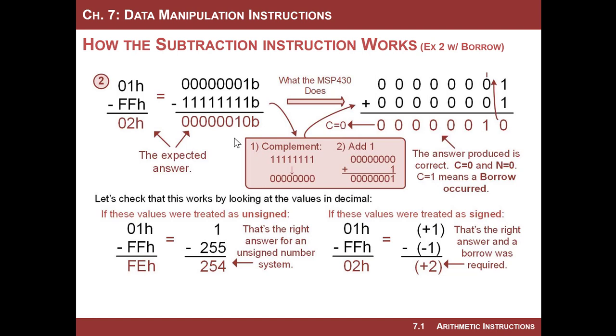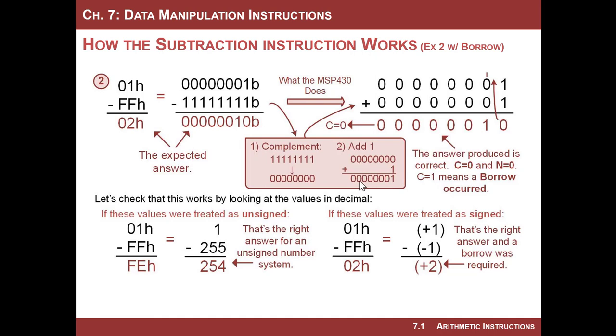Okay, so now let's do what the MSP430 does. Instead of subtracting, it is going to take the 2's complement of this number, and it's going to then add them. So what would happen if I did that? Remember, 2's complement negation is a 2-step process. I'm going to take 11111111, and I'm going to complement it. I take the complement of every bit, so I get all zeros. And then the second step to 2's complement negation is I add 1 to it.